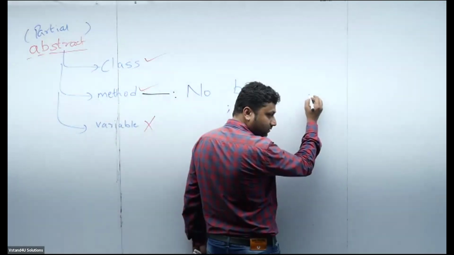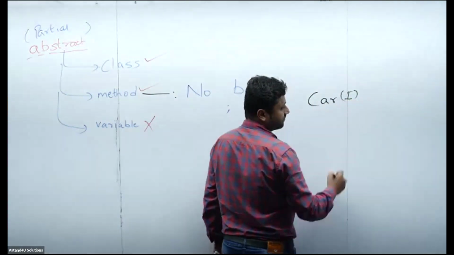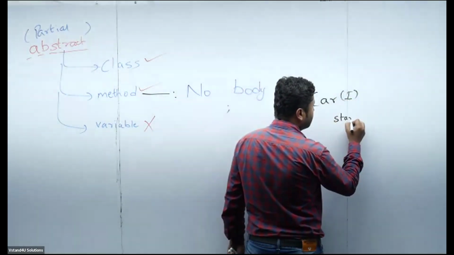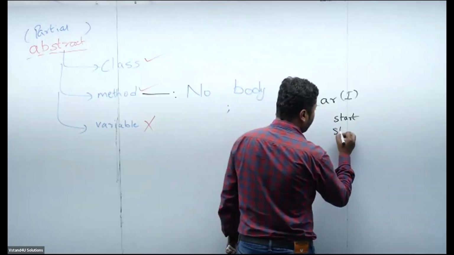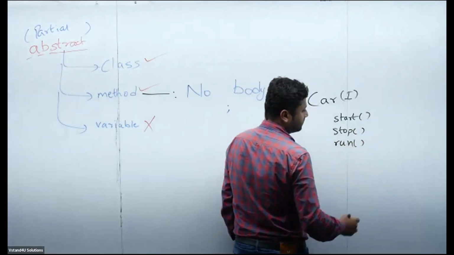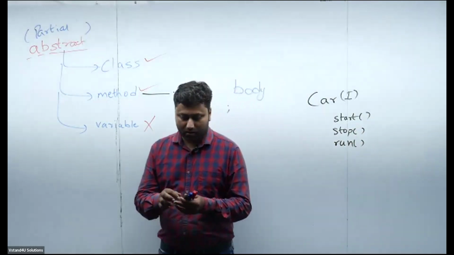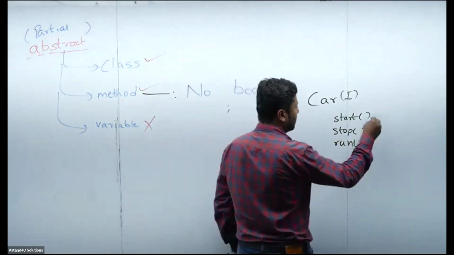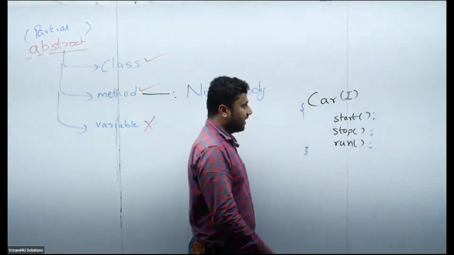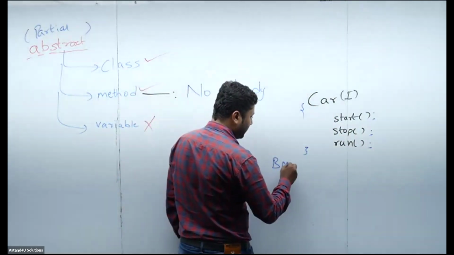Sir, shall I write? One car is there, an interface called Car. Car has a few methods. Start, stop, run. That's all. Sir, how to start? Up to you. How to stop? Up to you. How to run? Up to you. There is an interface. I means interface. You will write your own car, BMW car.